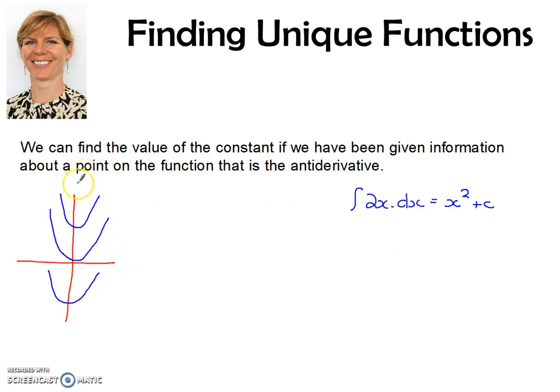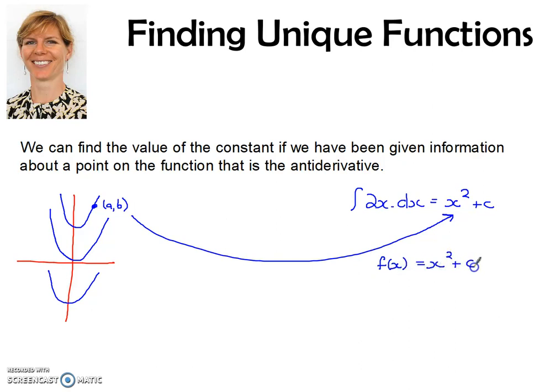If we are told that there's a point here, and we're given the coordinates, just call that (a, b), then we can substitute those into our f of x equals x squared plus c. We can put a and b in, so b equals a squared plus c. We've been given these two, so we can solve for c. It just means if you're given a point on the function, you can substitute that into your antiderivative and find the value of c.